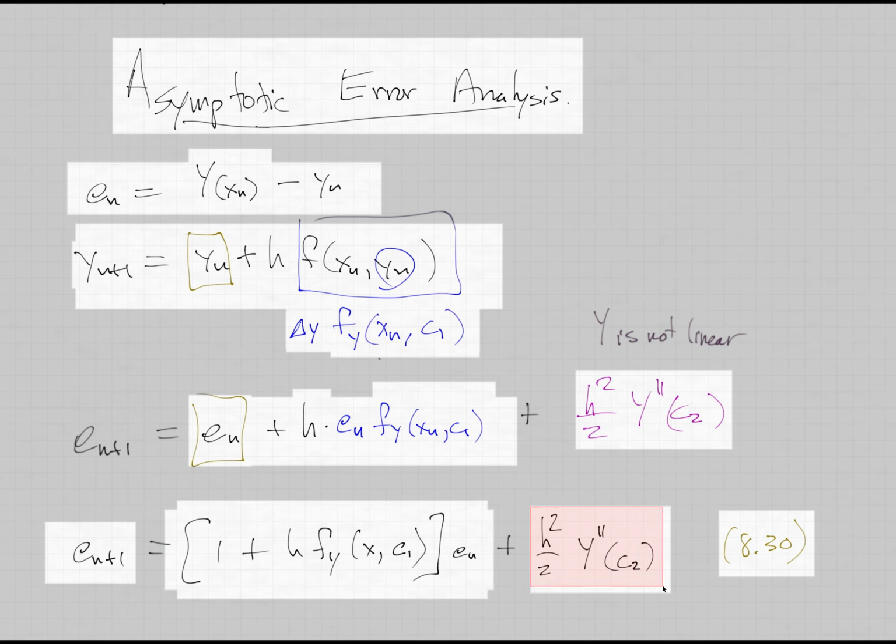But we have to make sure that the new error that's introduced also behaves in the same way, of order h or of order h squared or whatever. So now what we have to do is look more carefully at this truncation error term and see how that behaves as h gets smaller.